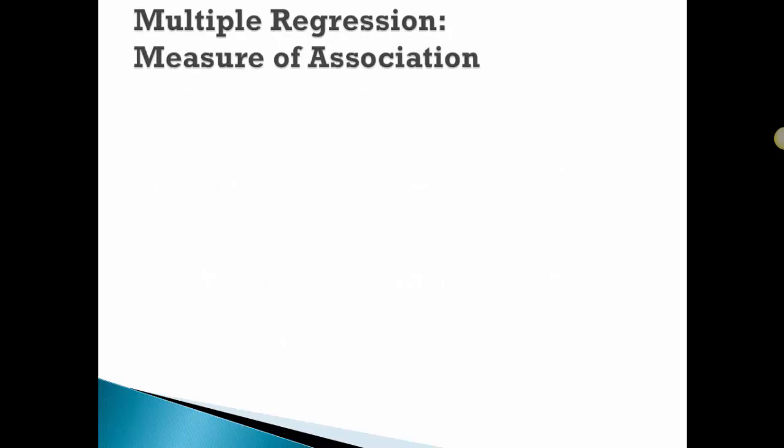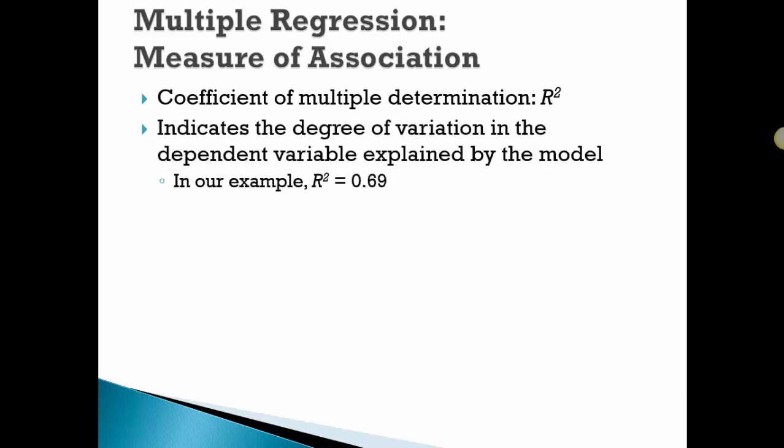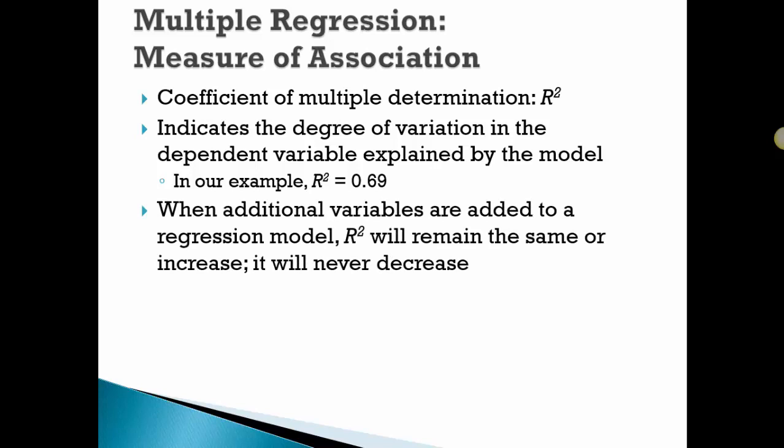So the coefficient of multiple determination for the multiple regression equation is also called R squared, and it indicates again the degree of variation in the dependent variable that's explained by the model. In the example that we just went over, it was 69%. We can continue to add variables, and the R squared will remain the same or increase.